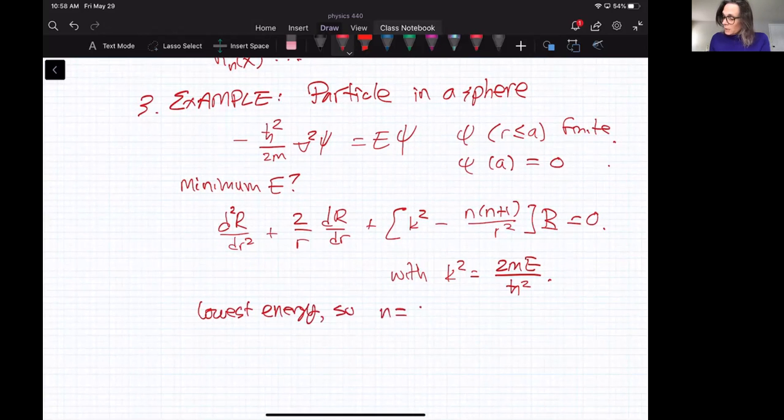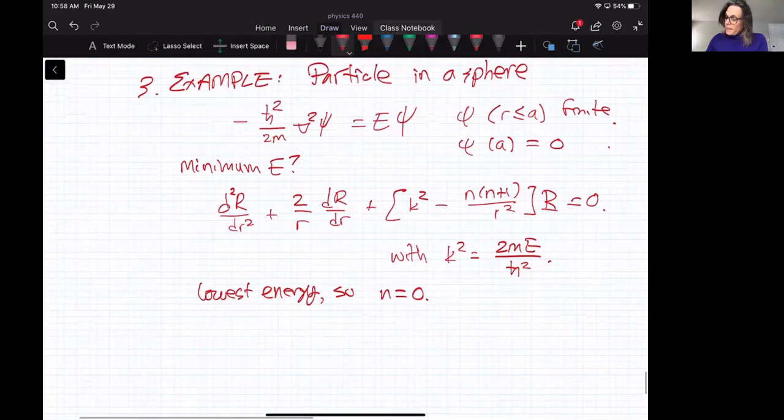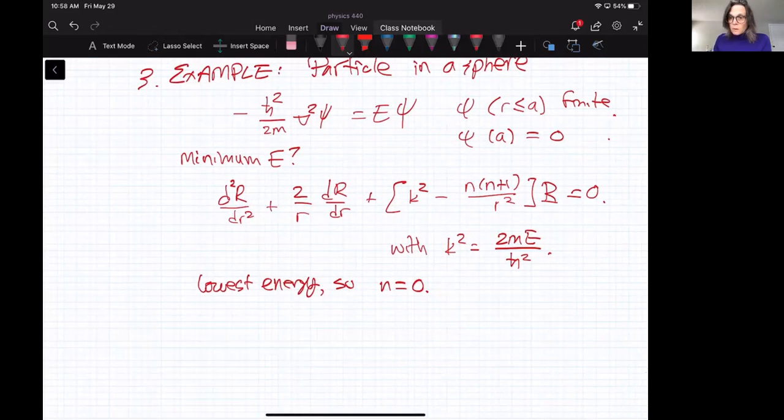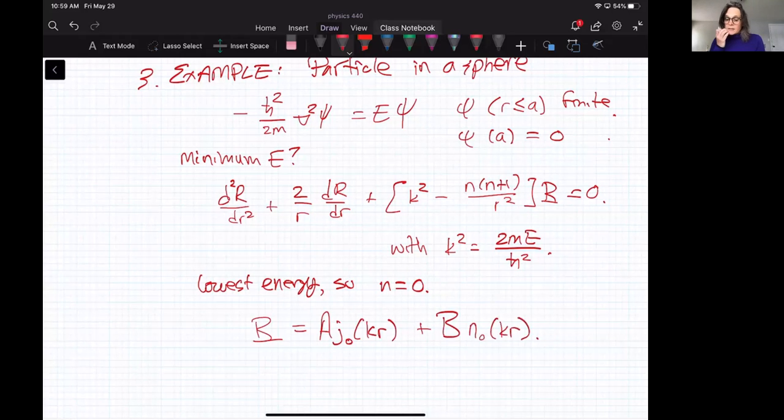So we know that we're dealing with n equals 0. And we know from this problem itself that this is going to be a linear combination of the spherical Bessel function and Neumann function, not unlike what we started with in the in-class problem. R is going to be some constant A times the spherical Bessel function j0 of kr plus B n0 of kr. That's the general solution. But what do we know, or what do you suspect is true?